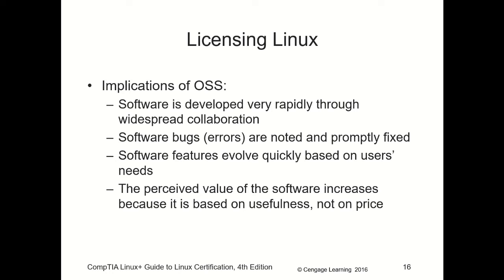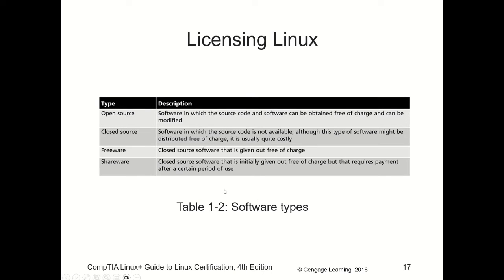Software features evolve quickly based on users' needs. The perceived value of the software increases because it is based on usefulness, not on price. The licensing of Linux: it's open source software in which the source code and software can be obtained free of charge and can be modified.